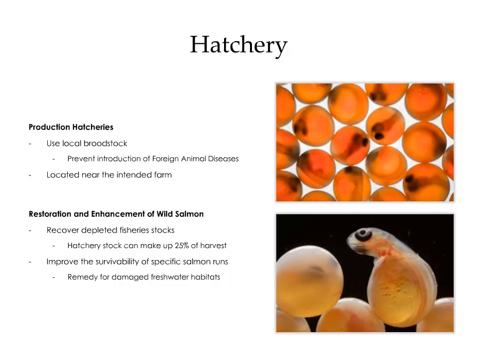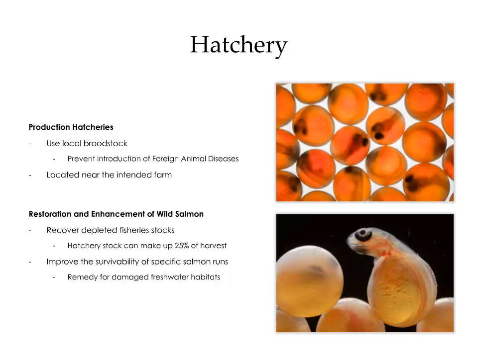Hatcheries are where the salmon are reared from egg to smolt. There are two types of hatcheries. We have production hatcheries, where the fish are destined for salmon farms, and then we have hatcheries that are designed for the restoration and enhancement of wild salmon. Hatcheries were originally designed for the latter.